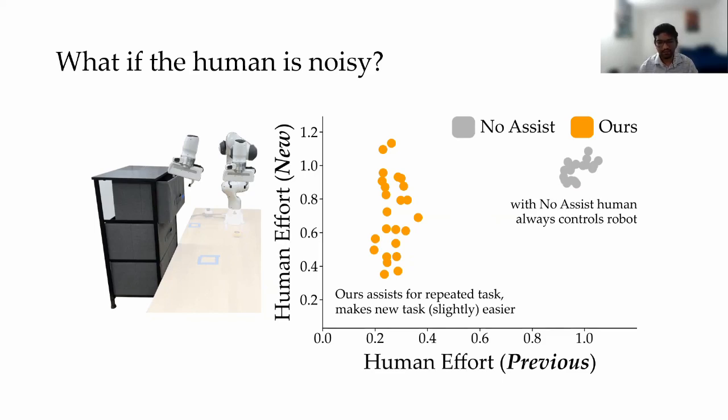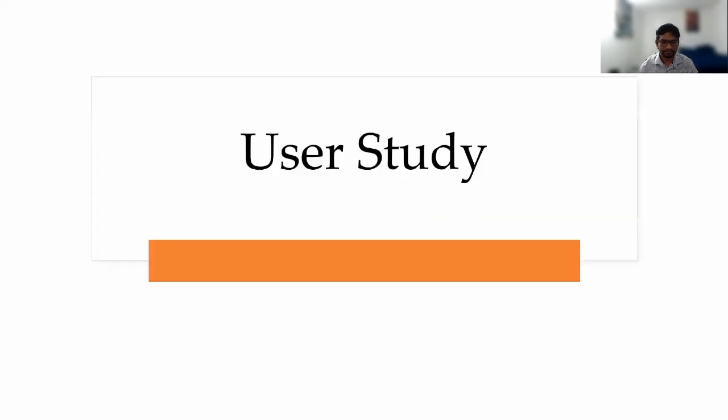At test time, we simulate humans with different levels of noise and capture the total effort required by the human to open the drawer and reach for the new unseen goal. Here we compare against the no assist baseline, where the human teleoperates the robot without any shared autonomy. Our results show that the human effort for completing the previously seen and new unseen tasks is lower for our method, even when the user is noisy.